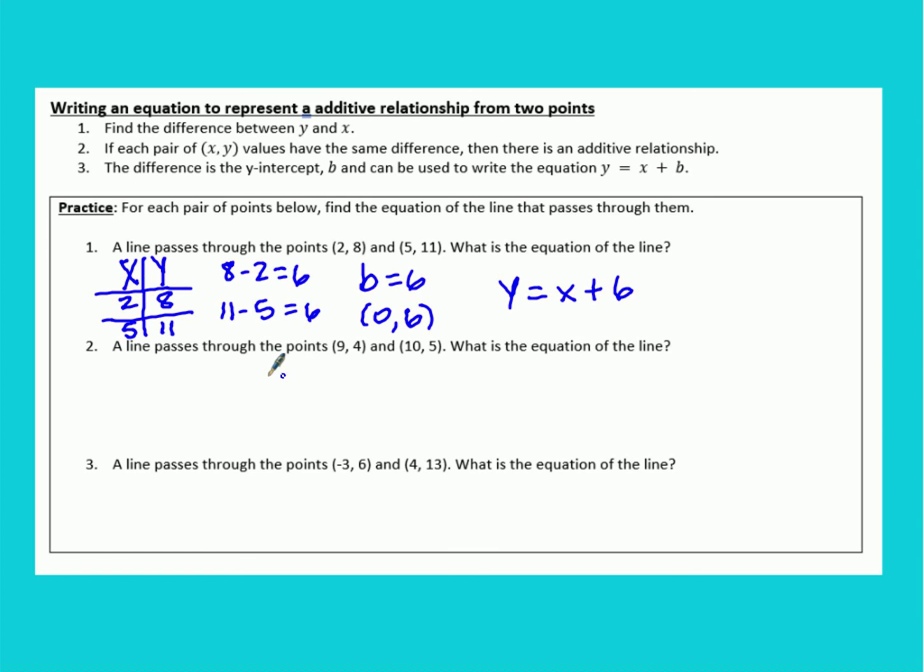Now another way that you could do this, let's try it in the next one. We have a line that passes through the points (9, 4) and (10, 5). So what's the equation of the line? You can take your y values here and find your change in y.